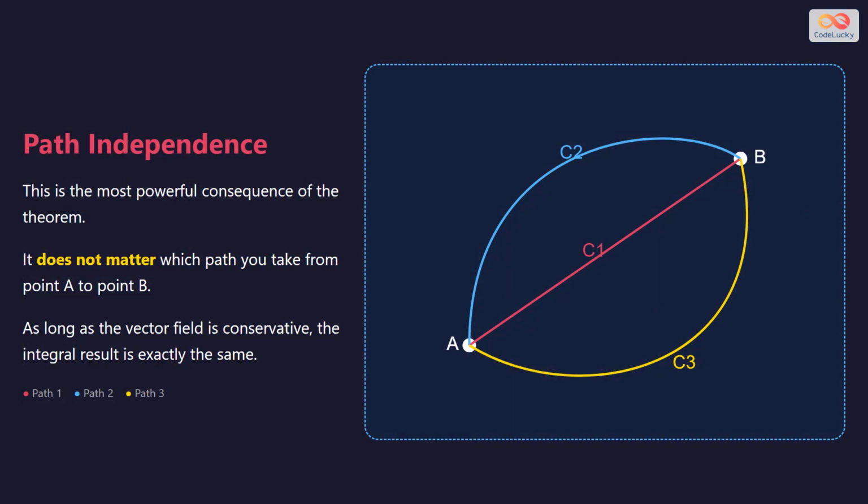The most amazing consequence of this theorem is called path independence. It means that to get from point A to point B, it does not matter if you take a straight line, a curvy path, or a long winding road. As long as the field is conservative, the result of the integral will be identical for all paths.